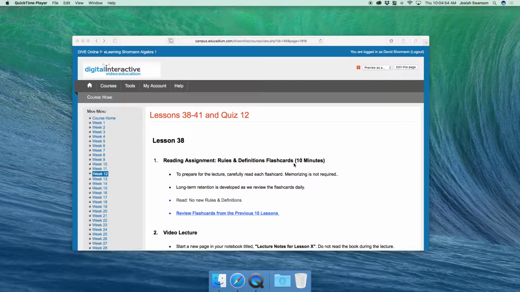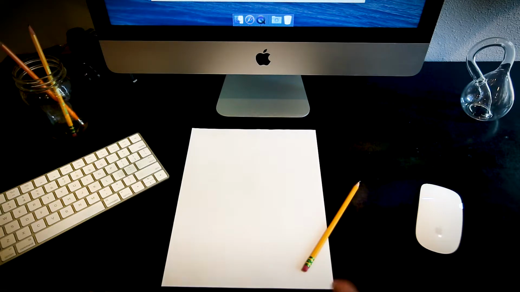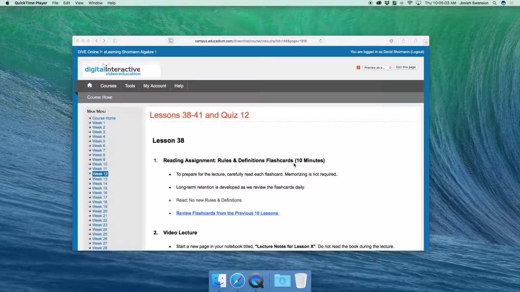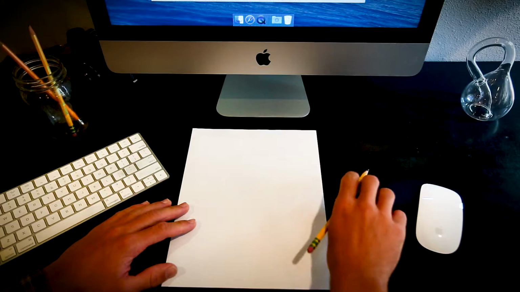This is a math class. Most of your time should be spent working math problems, not taking excessive notes about math, or simply copying everything you see. The first step is to pray.